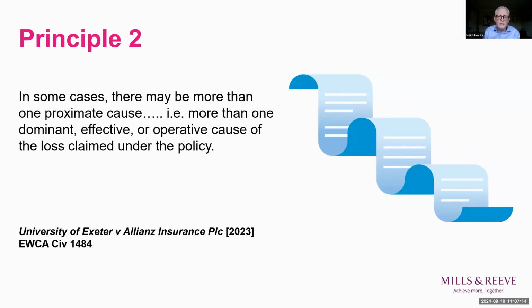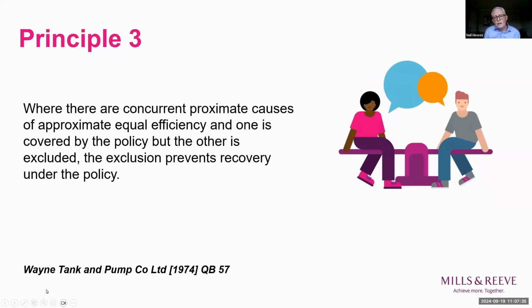And the Court of Appeal decided in that case that even if the dropping of the bomb was not the proximate cause, it was certainly a concurrent proximate cause of loss, and consequently that a war exclusion in the policy excluded cover. And that brings us rather neatly onto our third basic principle, which is this: where there are concurrent proximate causes of roughly equal efficiency, and you've got one cause which is covered by the policy, but the other is excluded, then the exclusion prevents recovery under the policy.